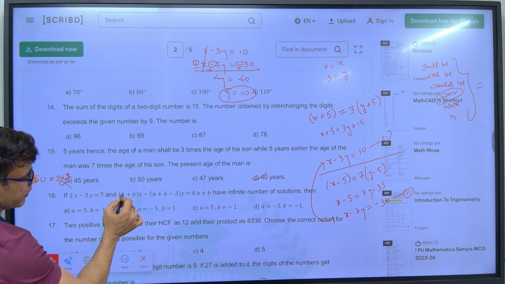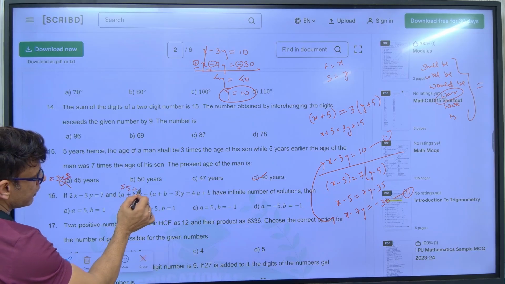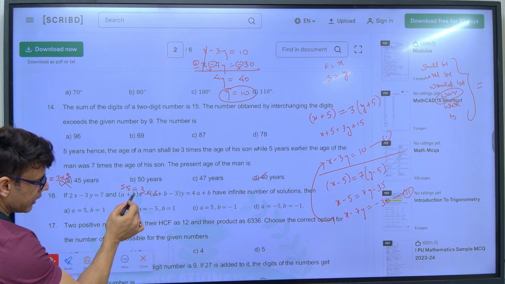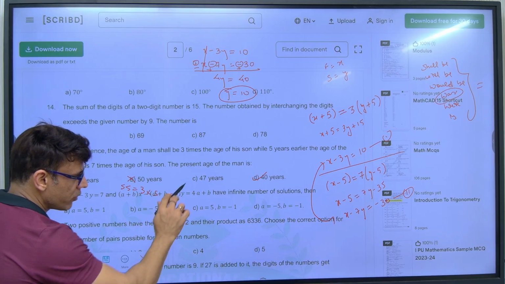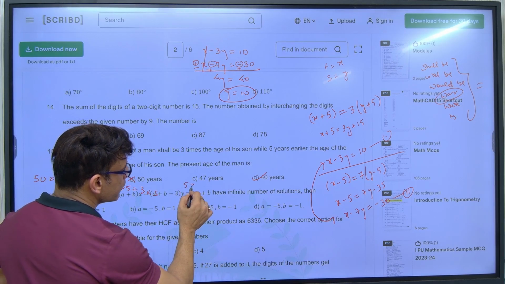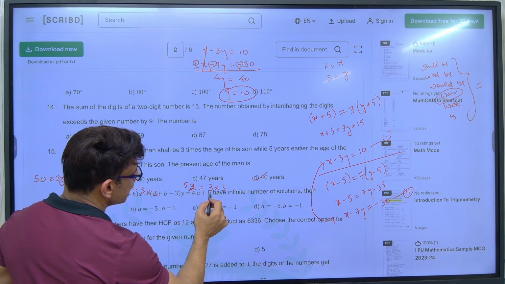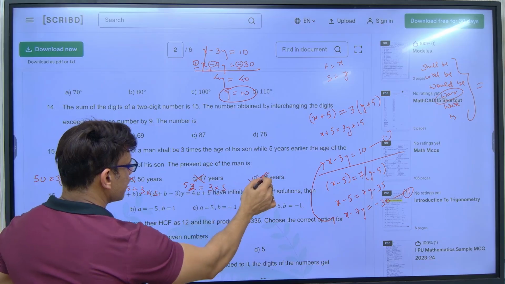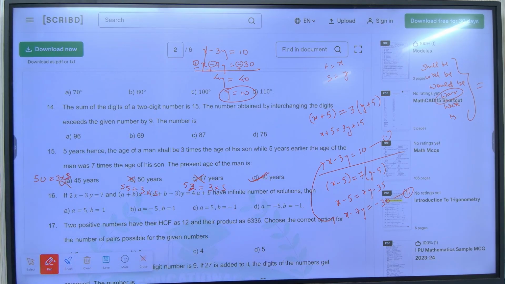50 plus 5, 55. 3 times son's age, right? Again son's age will be in fraction, gone. 47 plus 5, 52. 3 times son's age, again gone. That has to be your answer. Because in that case, 5 years hence means 40 plus 5, 45. 3 times. The 45 is divisible by 3. Done.